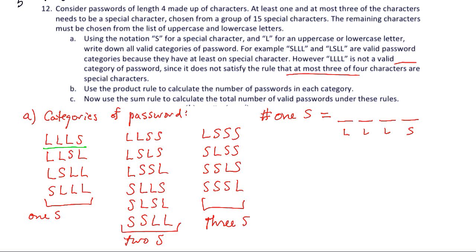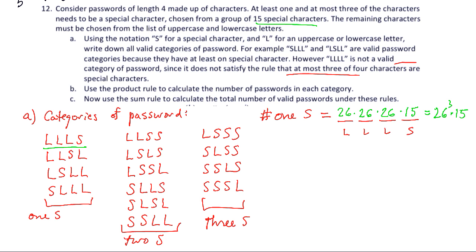How many different normal characters are there? L is an uppercase or lowercase letter. There are 26 of them. So there are 26 possibilities for the first L, 26 for the second. Passwords can repeat letters, right? And there are only 15 special characters. And this is 26 cubed times 15.